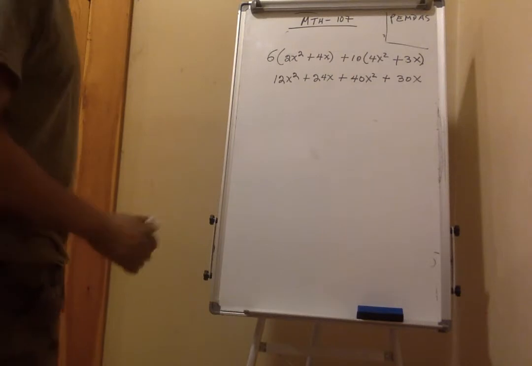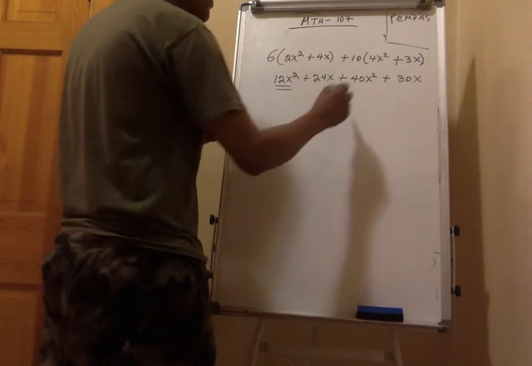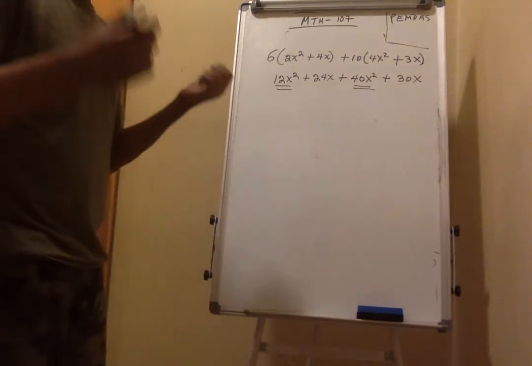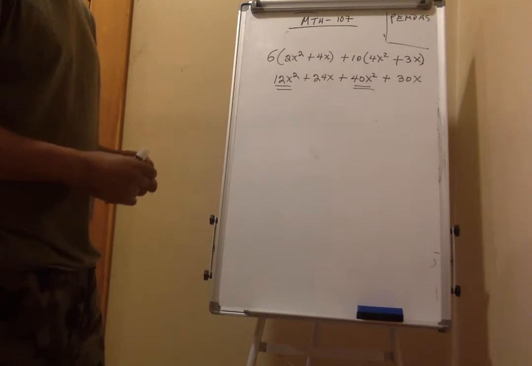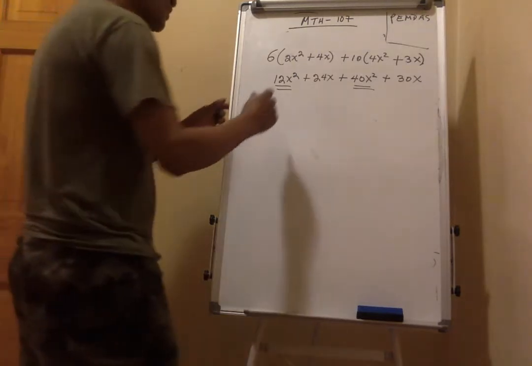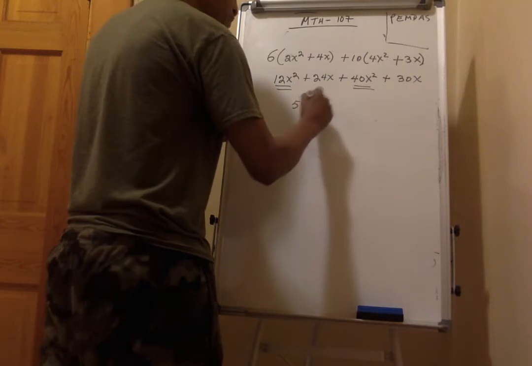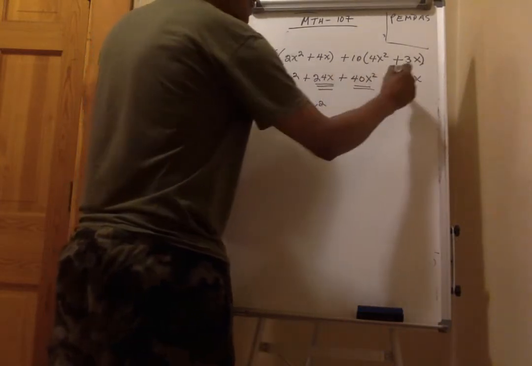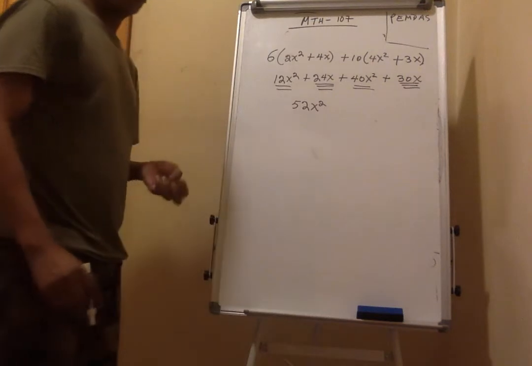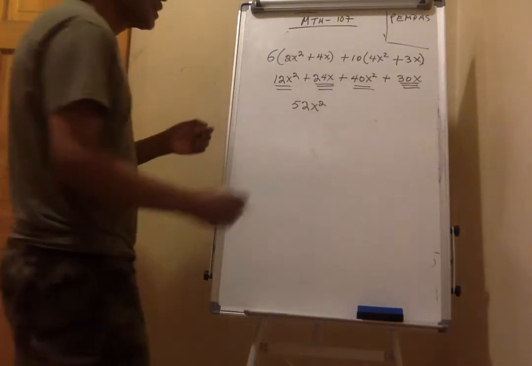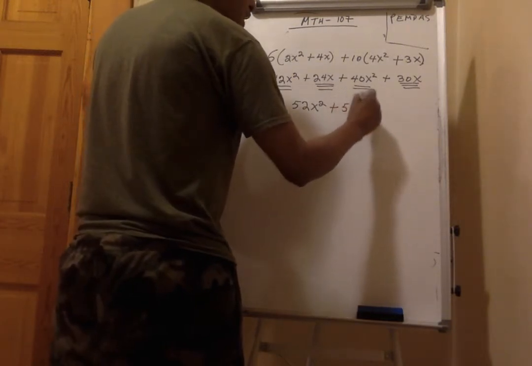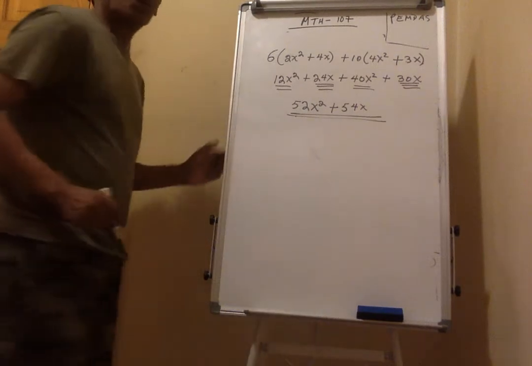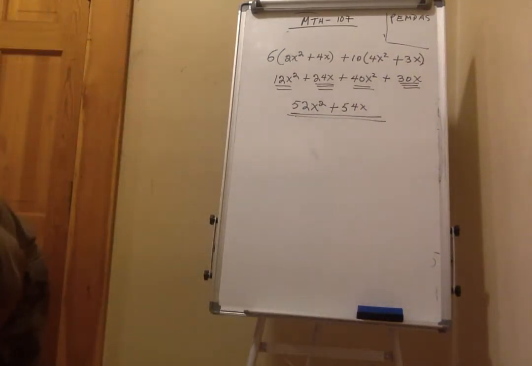Now what I'm left with is what? Combine like terms. I have 12x squared, I have 40x squared. If they are of the same degree, then I can add the coefficients. The coefficients are 12 and 40, which gives us 52x squared. And then 24x and 30x are also of the same degree. Then I can add 24 plus 30, which gives us 54x, and we're done.